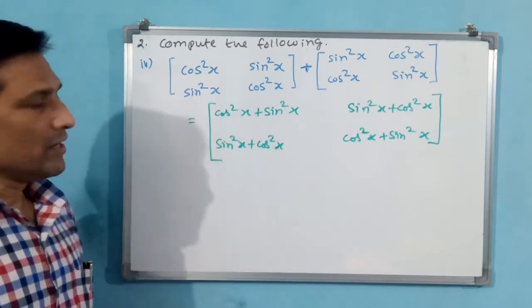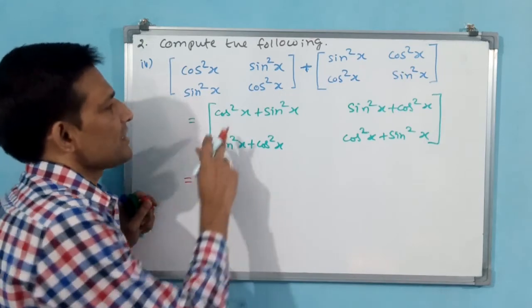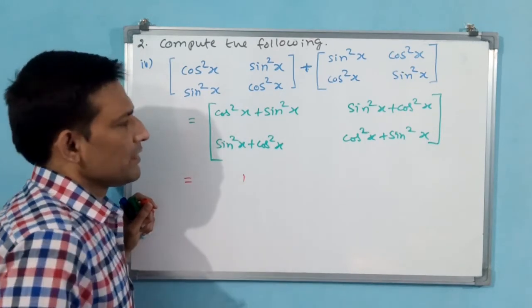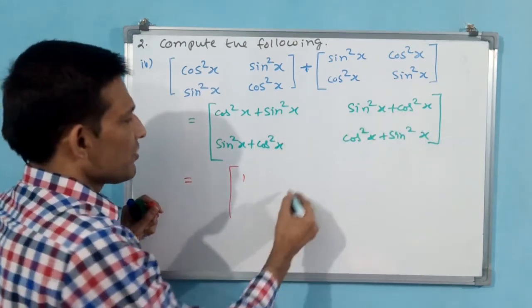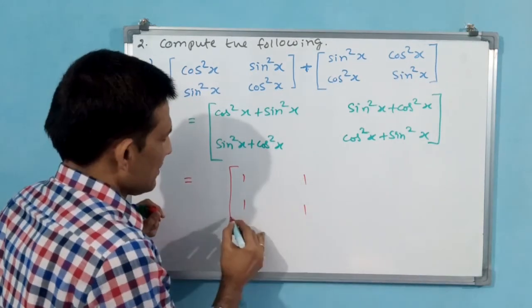But you see, now you do trigonometric operation. Trigonometric operation, sin square x plus cos square x. Sin square theta plus cos square theta is 1. Write down 1. Sin square x plus cos square x is 1. Sin square x plus cos square x is 1. Cos square x plus sin square x is 1.